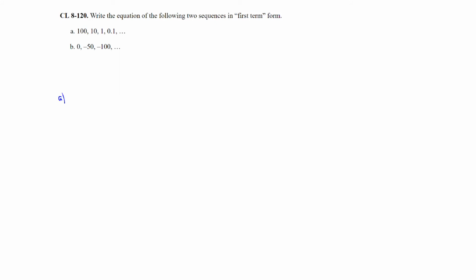On part A, we have 100, 10, 1, and 0.5. So what is the pattern? How are we going from 100 to 10 to 1 to 0.5? Well, you can tell it's not addition and subtraction. It's fallen too quickly at the beginning, and at the end it gets a little bit closer. So let's look at multiplication.